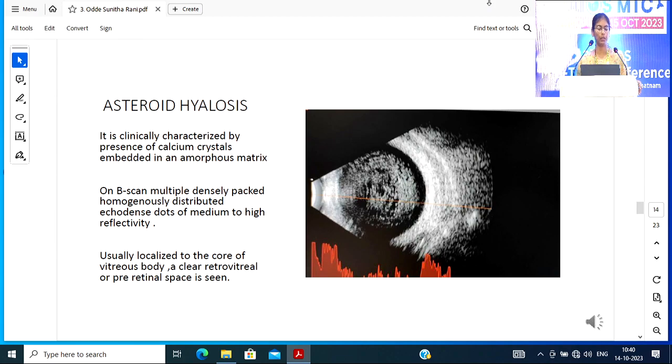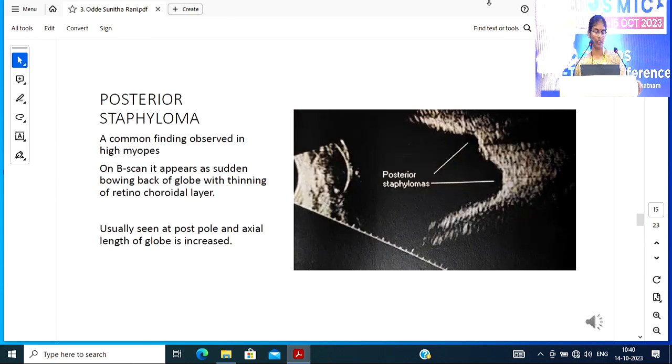Asteroid hyalosis on B-scan: multiple densely packed, homogeneously distributed echo-dense dots of medium to high reflectivity, usually localized to the core of the vitreous body. A clear retrovitreal or pre-retinal space is seen. In case of posterior staphyloma on B-scan, it appears as a sudden bulging back of the globe with thinning of the retinochoroidal layer, usually seen at the posterior pole, and axial length of the globe is increased.